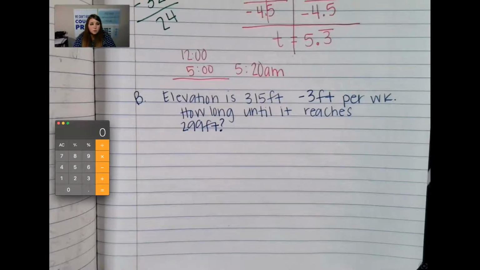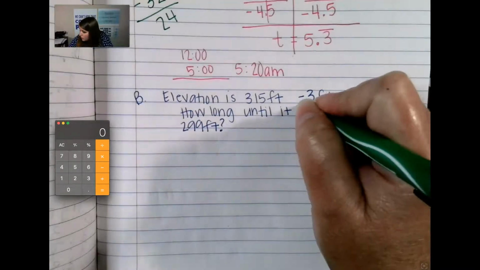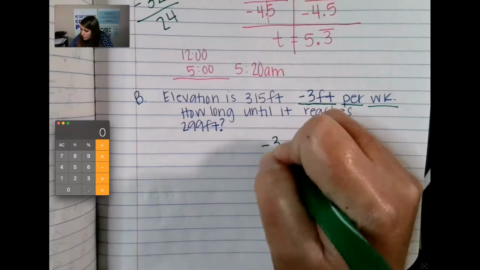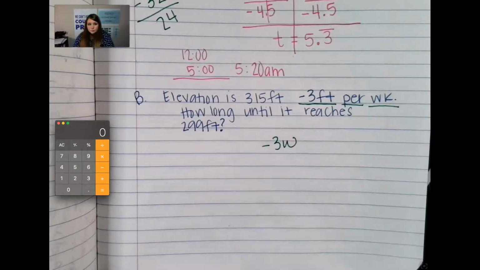So let's go ahead and start with some clue words. So we're looking for the total. We want a total elevation. How long until it reaches 299 feet? Total, our clue words are 3 feet per week. Let's circle those up. -3 per W.